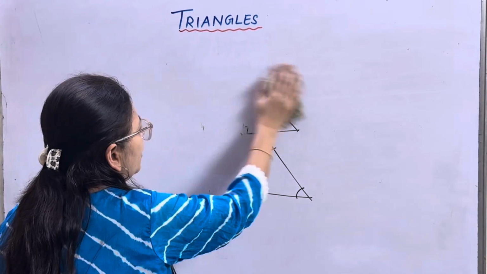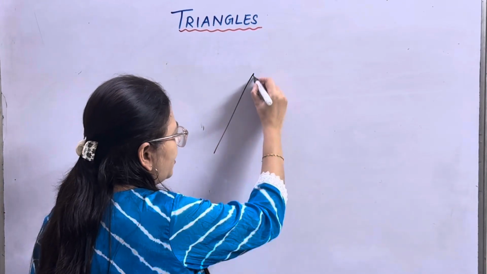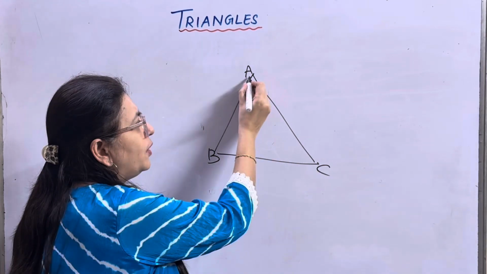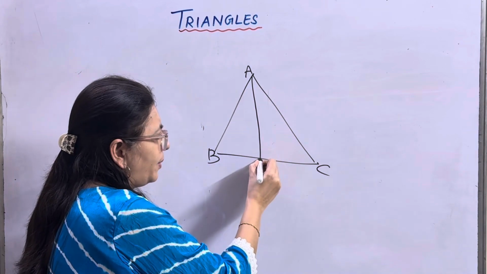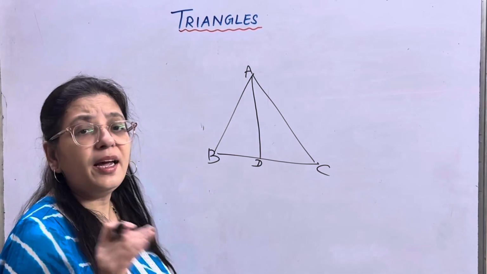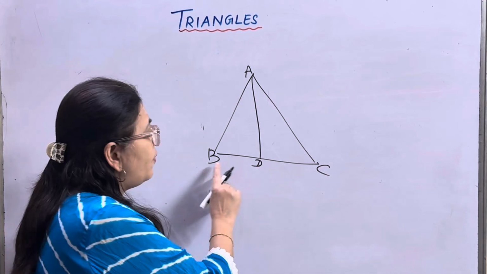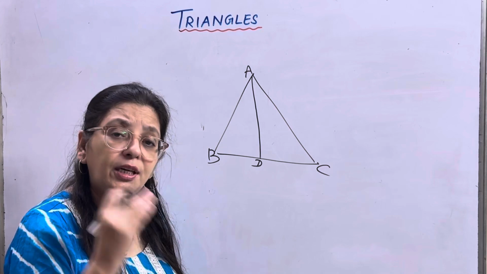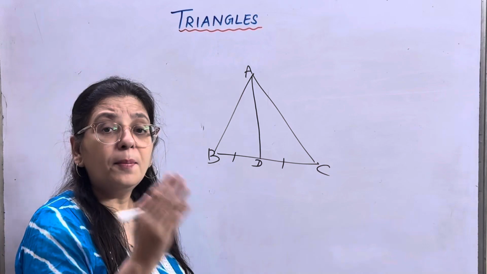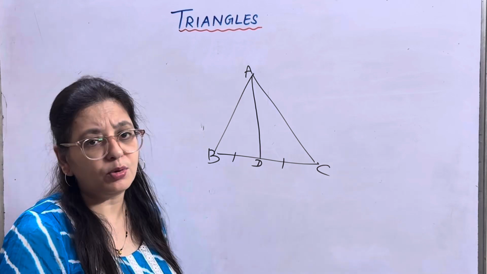Now coming to a few words. What do you mean by median? Say I draw a triangle ABC. From vertex A, I am going to draw a line segment AD and I say that AD is a median. What does it mean? It means that point D will divide this line segment into equal halves, which means BD is equal to DC. Median, middle number. So middle means this will exactly divide it into half.